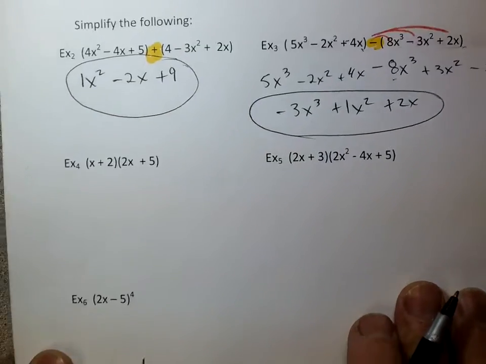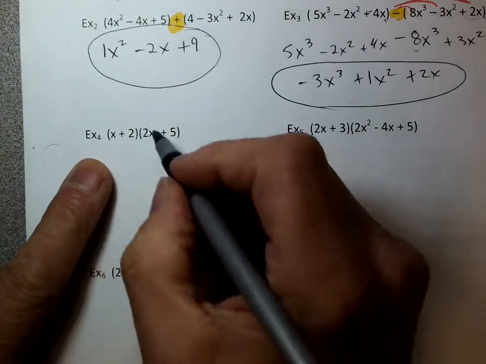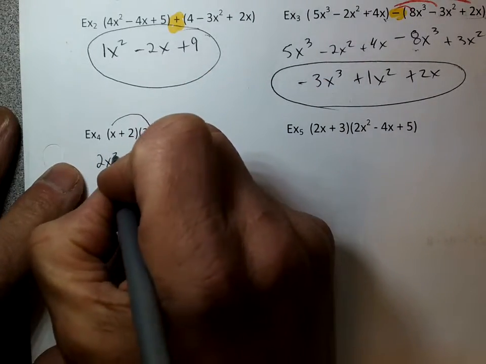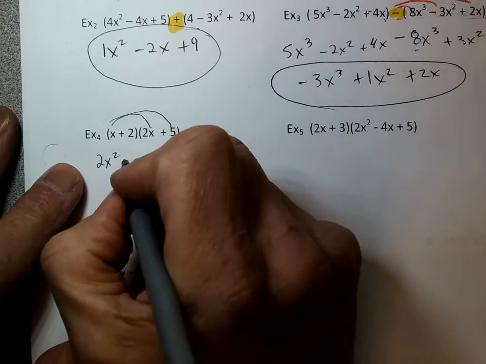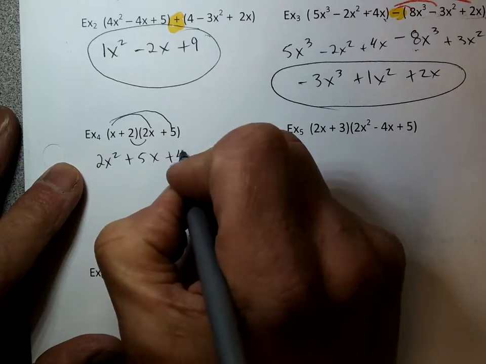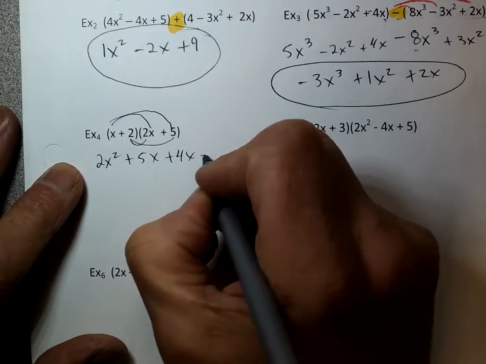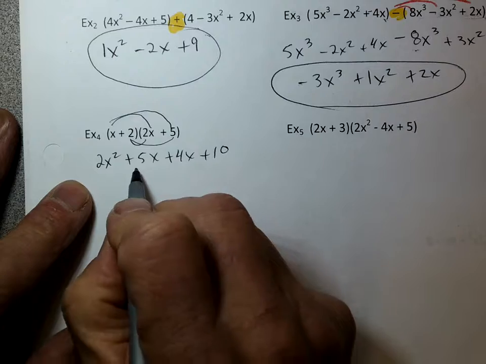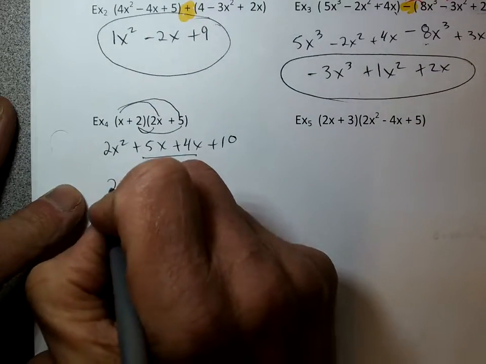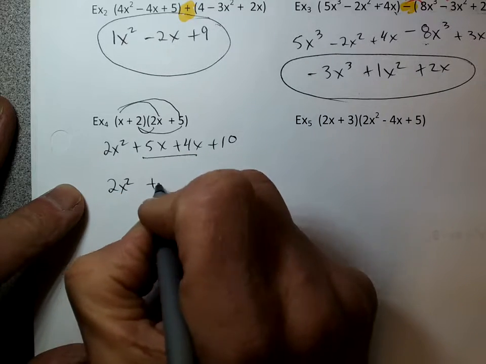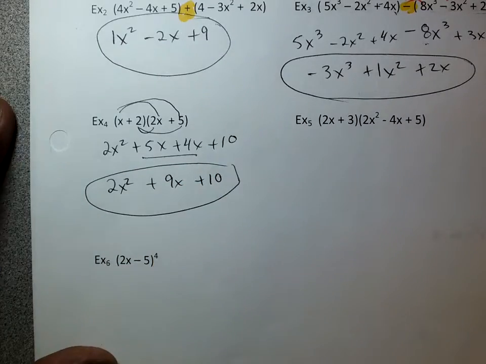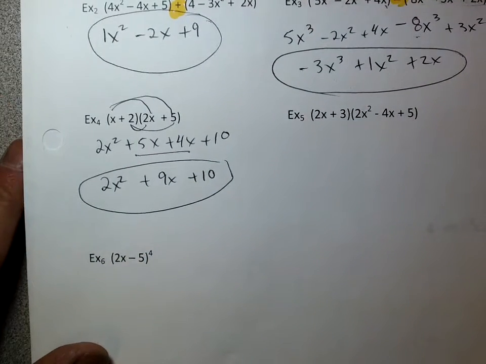Okay, number 4 we've been doing for a long time. We're going to multiply. X times 2x is a 2x squared. X times 5 is a positive 5x. 2 times 2x is a positive 4x. 2 times 5 is a 10. Okay, then, because these terms are the same, I'm going to combine them. So we're going to rewrite this as a 2x squared plus a 9x plus 10. Hopefully my pacing's okay, and hopefully I'm going slowly enough for you.